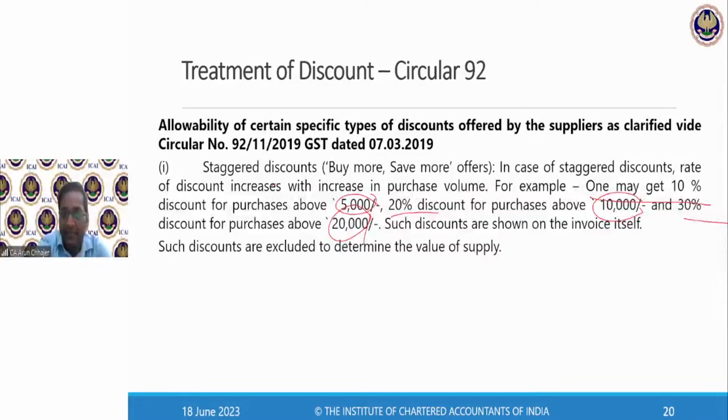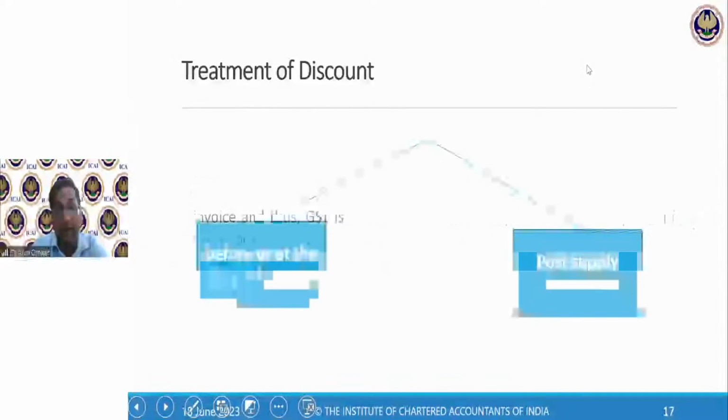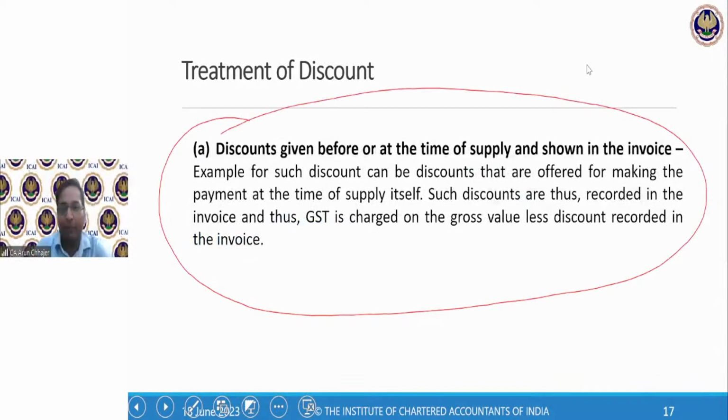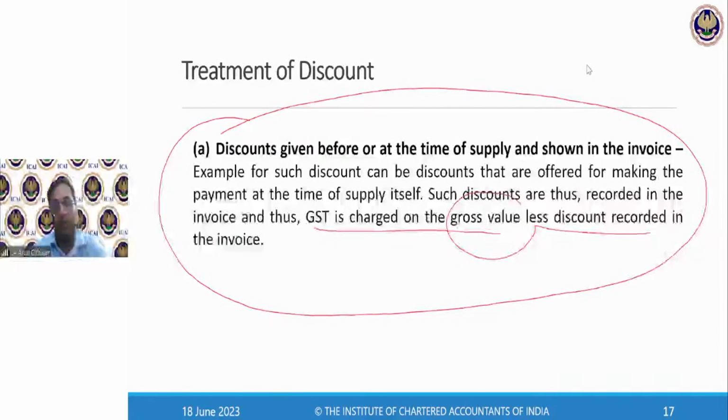Then in that case, because such discounts are shown in the invoice itself, as we have discussed, let me go back. If the discount has been given on the invoice itself at the time of supply, then GST will be charged on the gross minus discount. Such a discount will be excluded from the value. Very simple. I hope it is clear.